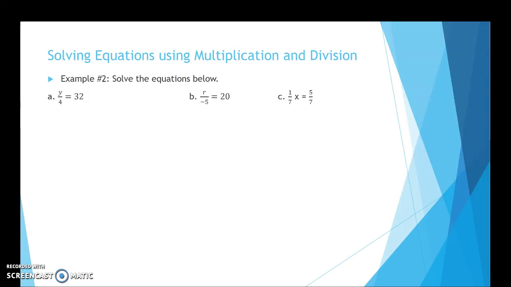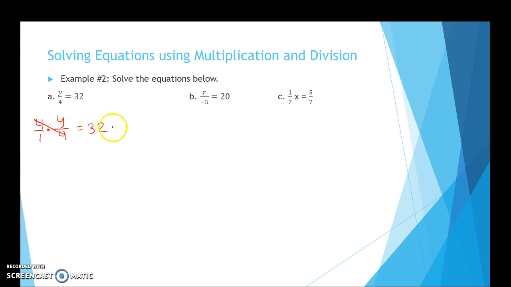Here with example 2, they want us to solve these equations, but look at these division problems. We have y over 4 equals 32, r over negative 5 equals 20, and 1/7 x equals 5/7. Well, let me write this y over 4, I'll rewrite this, equals 32. We want to isolate y, meaning getting it all by itself. To get rid of this 4 here on the denominator, what we do here is we multiply by the reciprocal, 4 over 1. That way it'll cancel on the left. The 4 will cancel on the left.